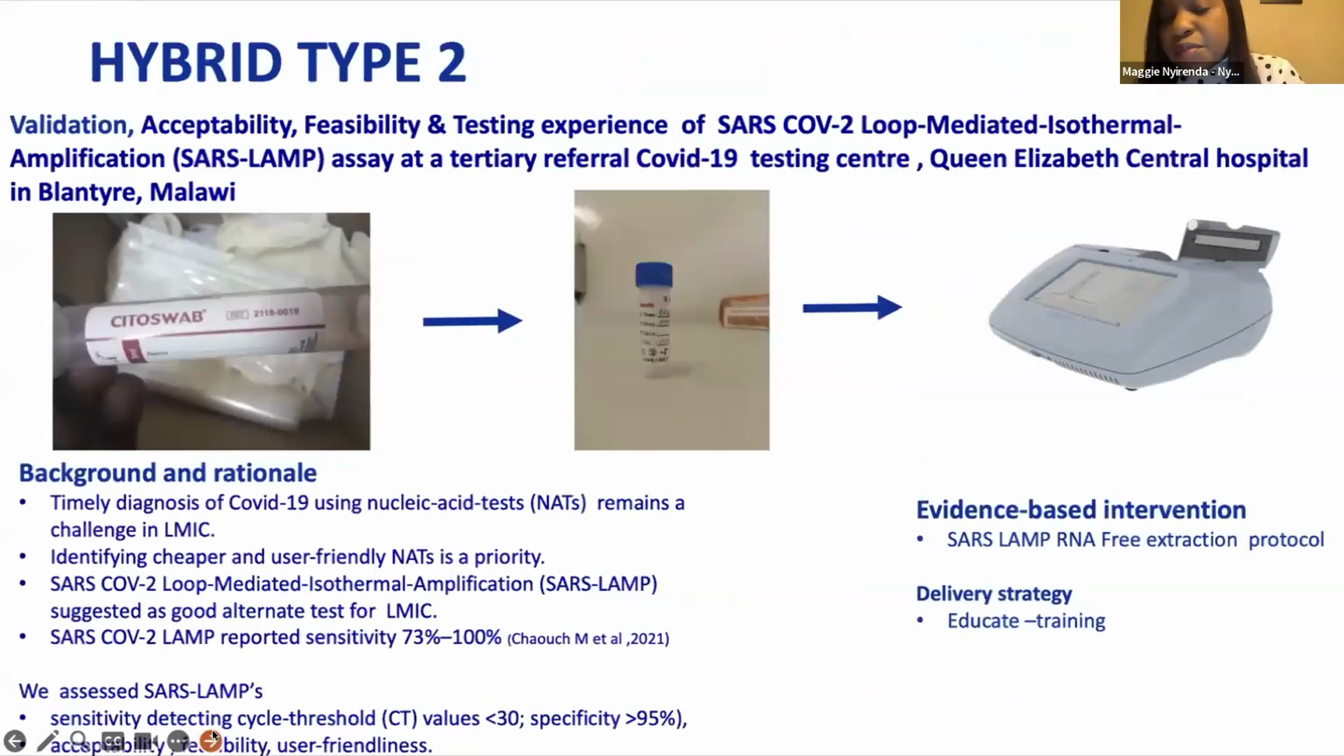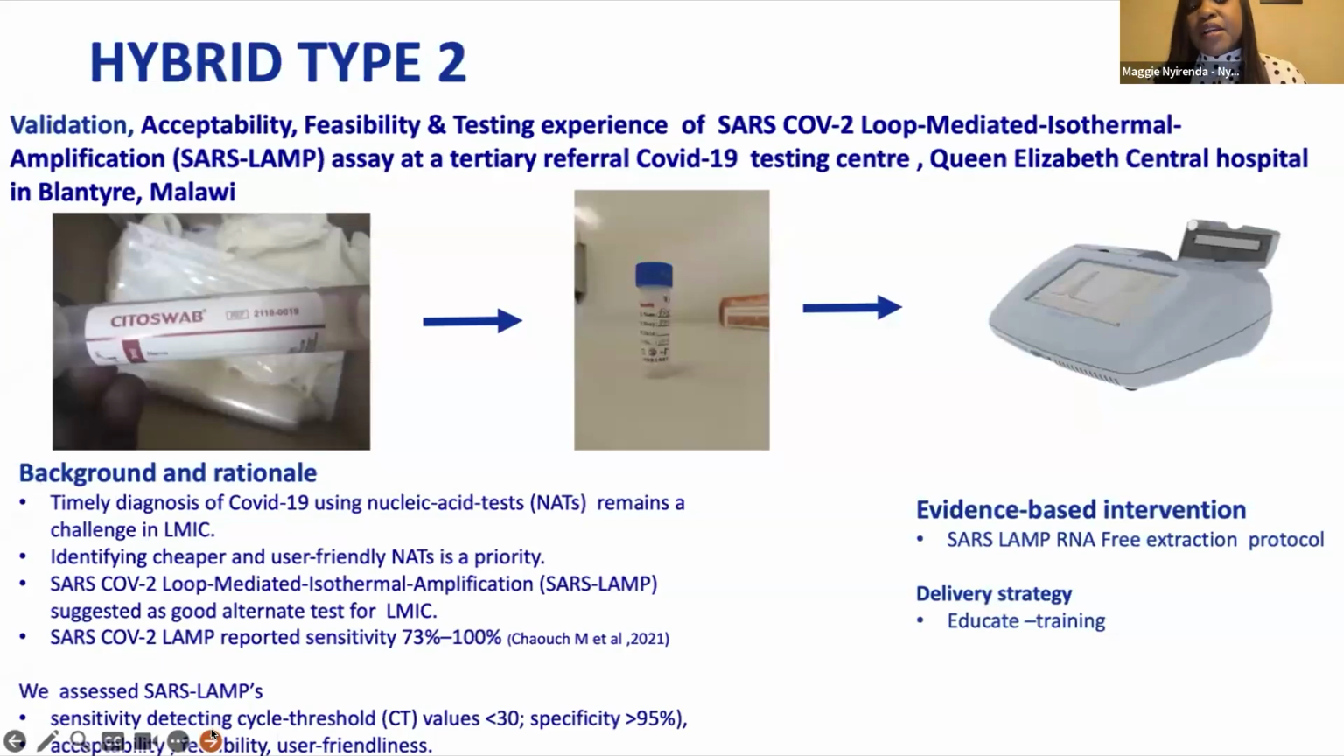So I now want to give an example of a hybrid type 2. During the pandemic, we were approached by my collaborators at KUHES. They asked if they could use some of our loop-mediated isothermal amplification master mix that we're using for HIV work. And I said, why not? And we came up with this study where we assess validation, acceptability, feasibility, and testing of the SARS-CoV-2 loop-mediated isothermal amplification assay. From now on, I'll just call it SARS-LAM.